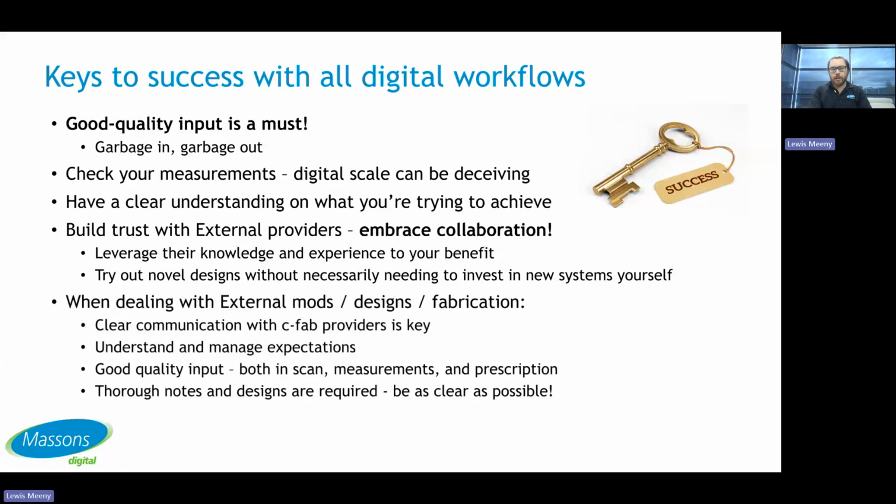When you are dealing with external providers, clear communication is absolutely key, as well as understanding and managing the expectations. You are offloading work, so there does need to be a really good understanding of what both parties are expecting. Good quality input and scan, measurements, and prescription are absolutely vital. Don't just throw a scan at somebody and expect to get gold. You want to give them the biggest layup so that they can make the slam dunk because they had all the right setup. And as I say here, thorough notes and designs. Be as clear as you can.